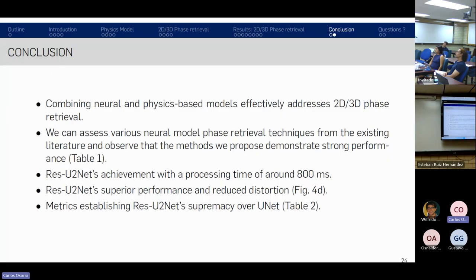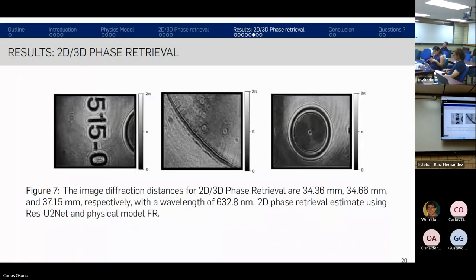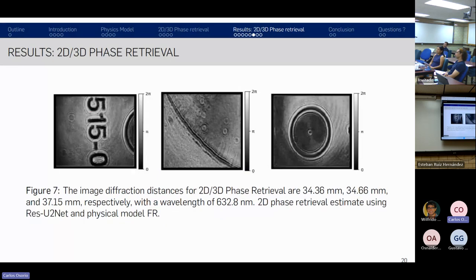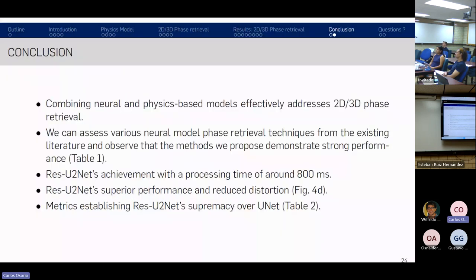The UNET achievement we propose is a processing time below 1 second. In the region of superior performance and resolution distortion, can you see in the test comparison between the UNET and the Hebert-Saxon, I can see noise and irregularity in the surface. In this case, with application of the method, we get a smoothing surface. In the method stabilization, the supremacy of the UNET.